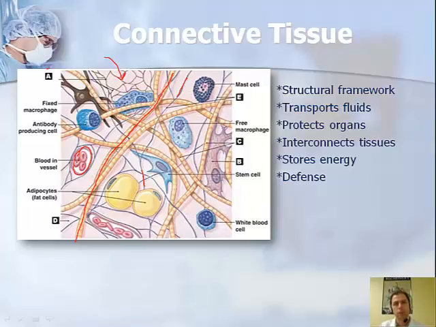Protection of organs is obvious with the fact that many are surrounded by things like fat, which will help to protect against shock as well as heat fluctuation. Connective tissue interconnects. That's an obvious one. It interconnects to a large degree epithelial tissue to deeper tissues. And then finally, we are storing energy primarily through adipocytes. And lastly, we see defense as a major role in connective tissues.